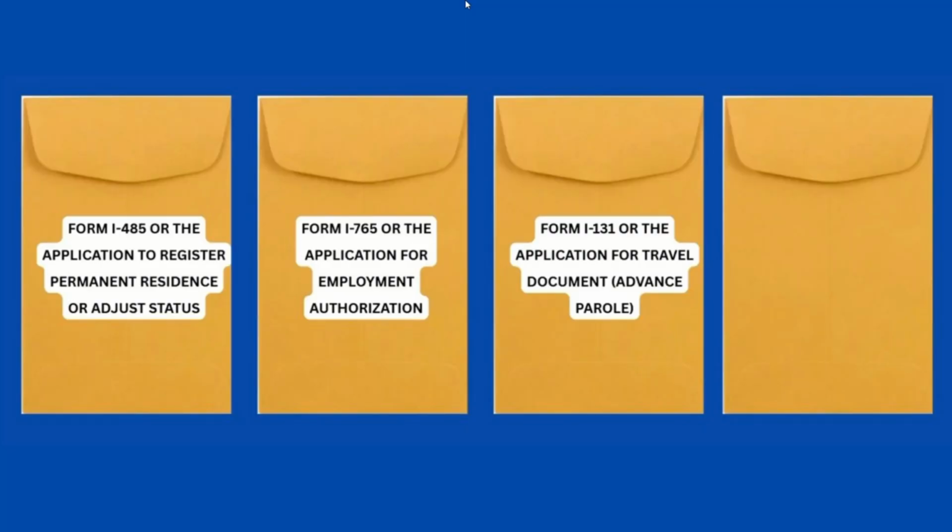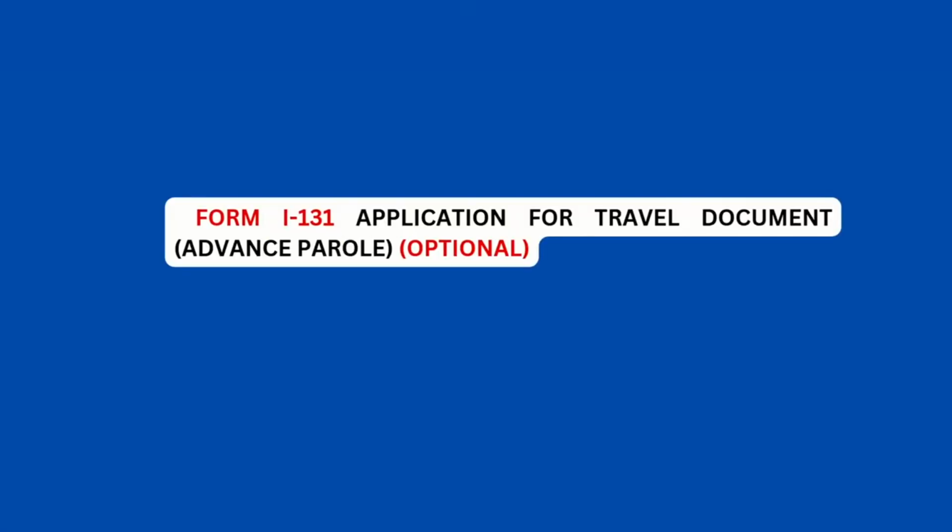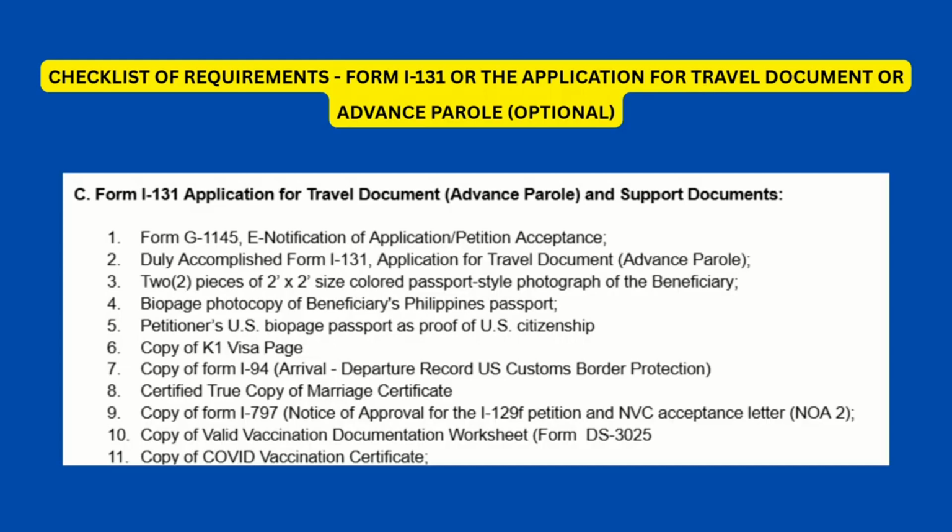Now that we're done with our compilation of requirements for Form I-765, let us proceed to the compilation of requirements for your Form I-131, or your travel document. Filing for your Form I-131, or your application for a travel document, is optional. So if you plan on traveling abroad while waiting for your green card, then this is best to include in your application. Now, let us go over the checklist of requirements for applying for a travel document.